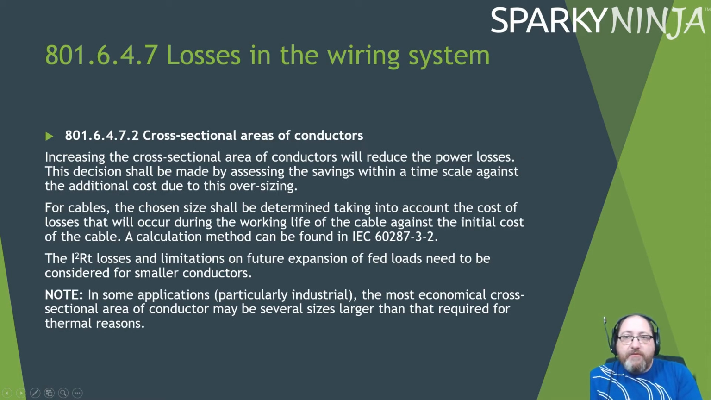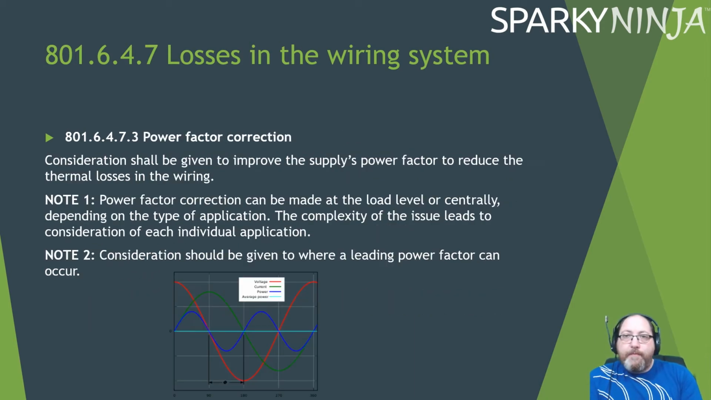Cross-sectional area. Increasing the cross-sectional area of a conductor will reduce the power loss. This decision shall be made by assessing the savings within a time scale against the additional cost due to this oversize. Power factor. Consideration will be given to improve the supply's power factor to reduce the thermal losses in the wiring. Power factor correction is nothing new.